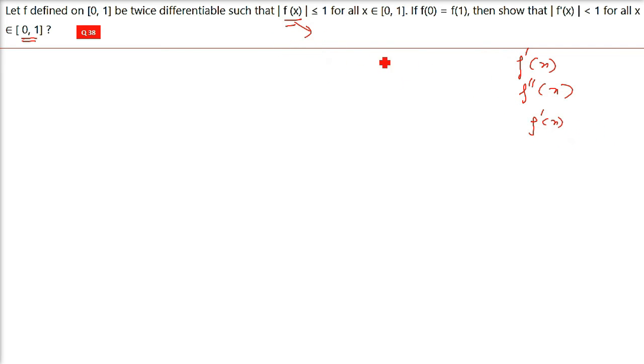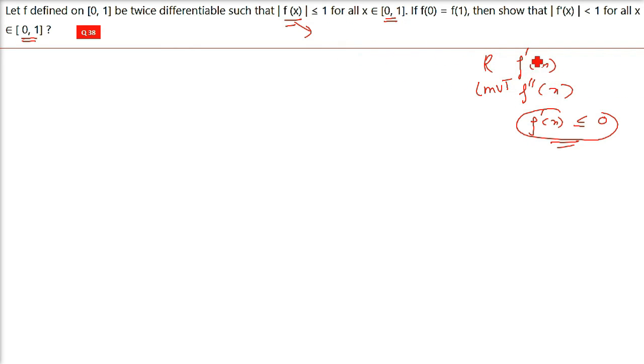If I do the differentiation, what are you going to get? Both side differentiation, if you do. Keep the modulus on, but differentiate it. The right side will be 0. So f dash x should be less than or equal to 0. This is the thing which we have taken out from the question.